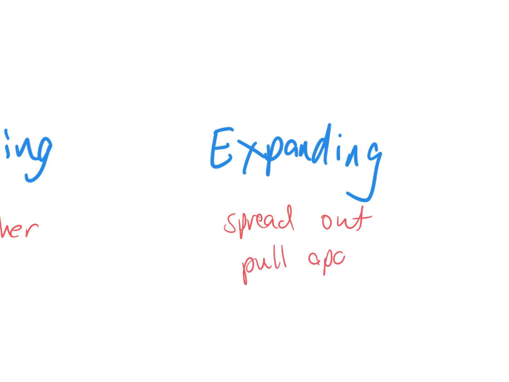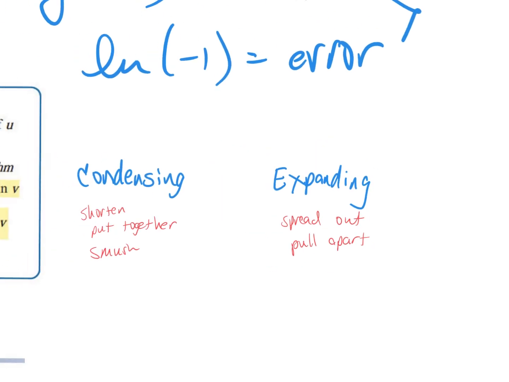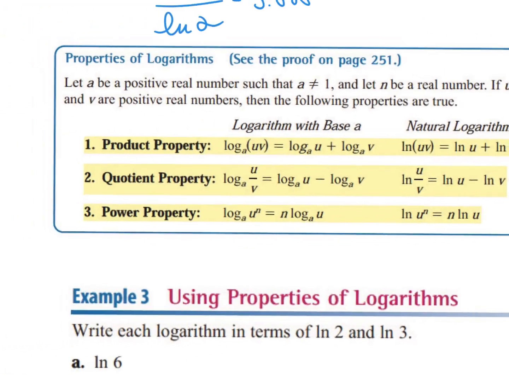Pull apart. All right, good. That's exactly what we're going to do today. That's all we're going to do. And we're going to use all of these properties tomorrow when we go to solve. But we're going to take problems that are pulled apart and smush them together. We're going to condense. Then we're going to take problems that are already condensed and pull them apart. So here are the things you have to remember.